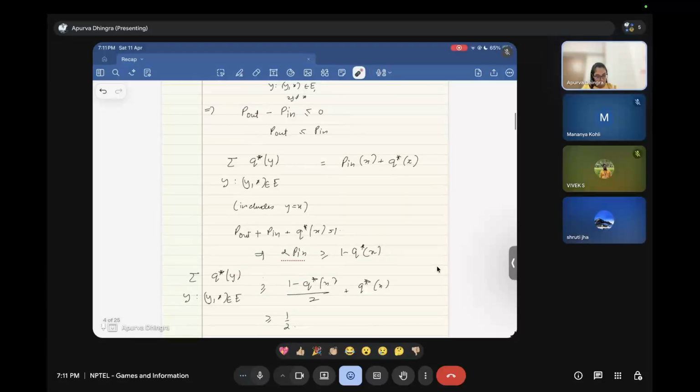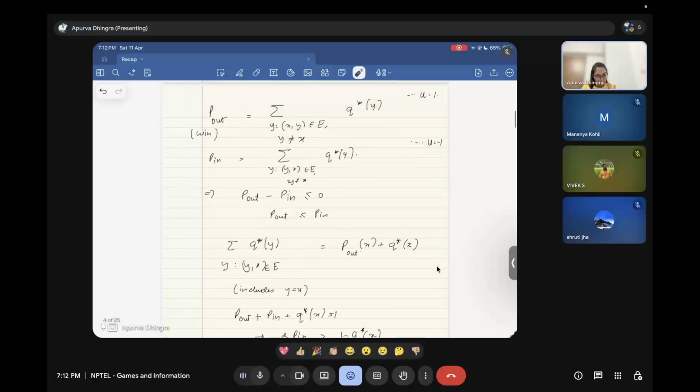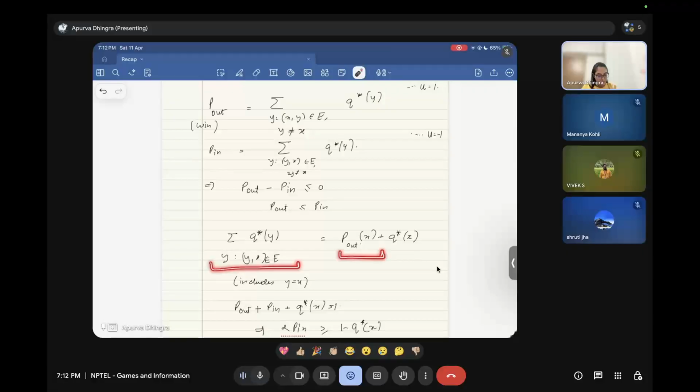That means we can say that, yeah, that's the mistake that I was thinking happened here. So P out is this object. There is an edge, but x is not equal to y. That means this object is the sum of those where there is an edge but x and y are different, plus the probability of being in the state x, meaning whichever row we are in, that diagonal entry, what is the probability of being there, that's q star of x.